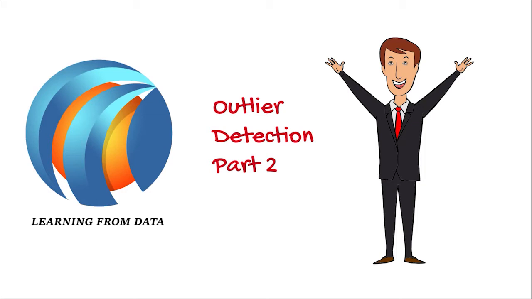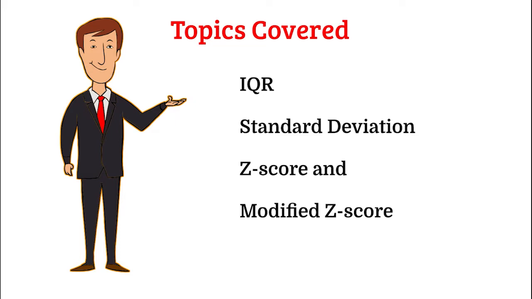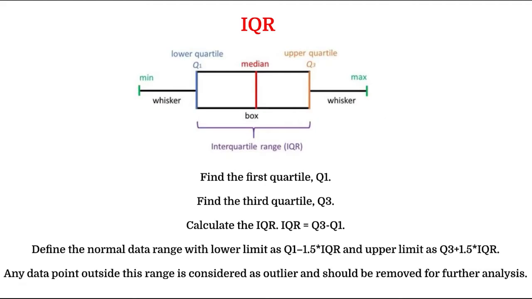This is my second video on outlier detection. In the previous video, I discussed outlier detection techniques for mostly normal distributions. The procedures included IQR, that is Inter-Quartile range, standard deviation, z-score, and modified z-score. To proceed forward, let's revisit the IQR method.